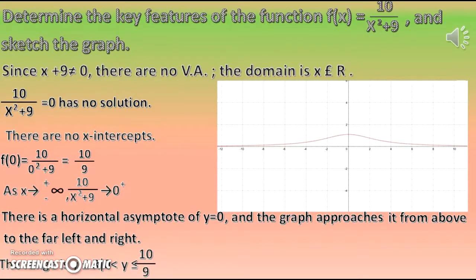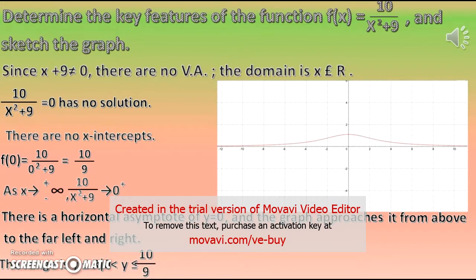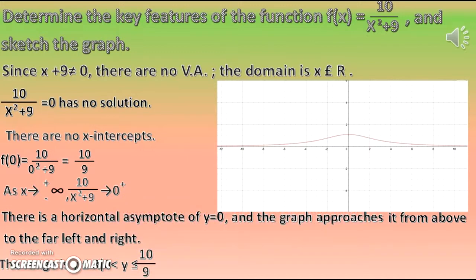Another example, example 2. Determine the key features of the function f(x) equal to 10 over x squared plus 9 and sketch the graph. The graph is given on the right side. The method is given on the left side.